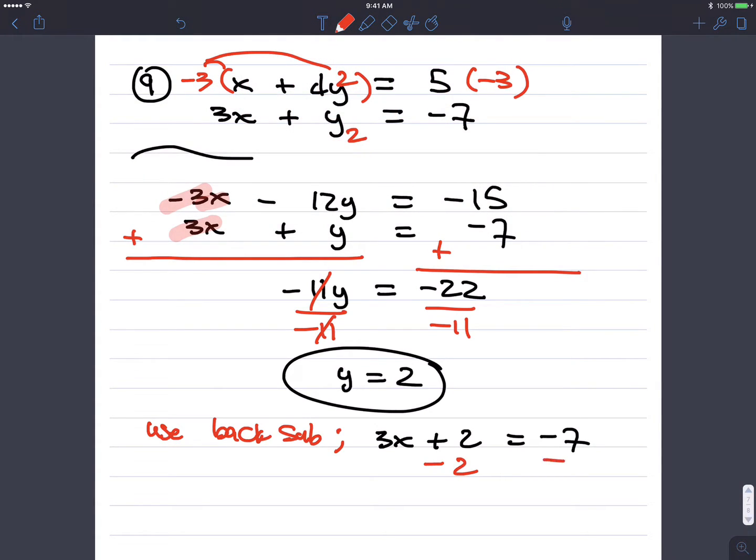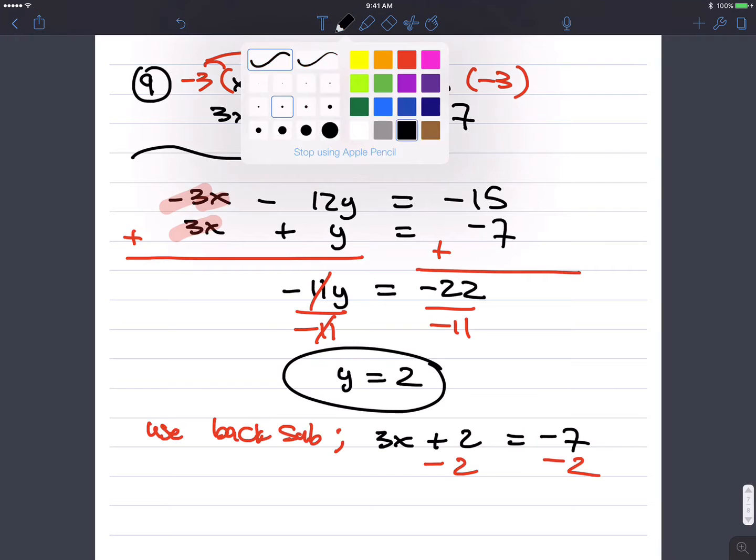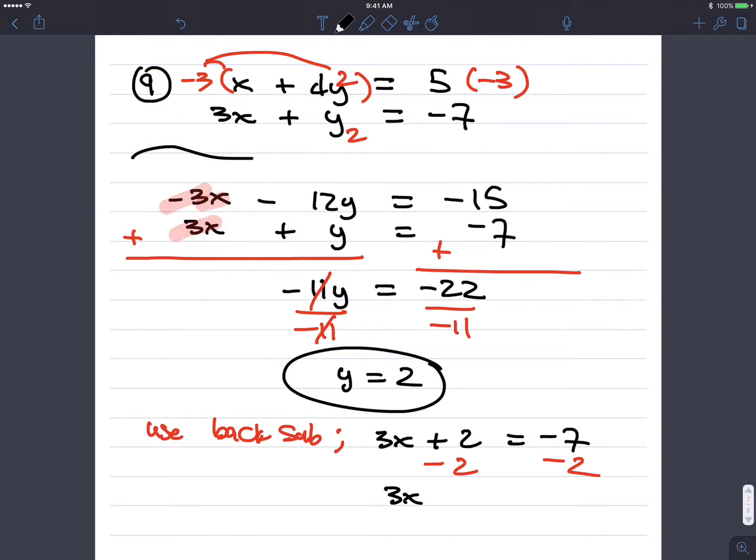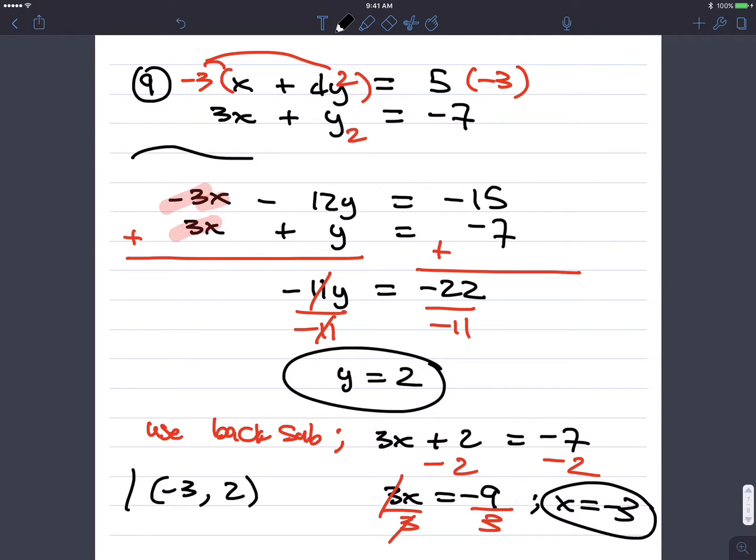You can subtract 2 from both sides. We get 3x is negative 9. Divide both sides by 3, and you'll find that the 3's cancel, and the x value will be negative 3. So my point of intersection is negative 3 comma positive 2. And you're done.